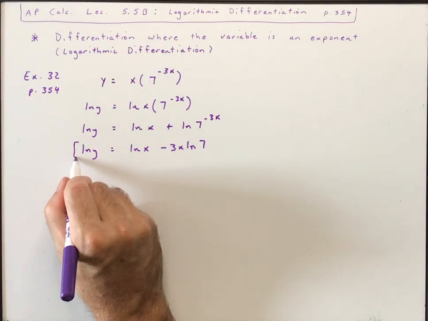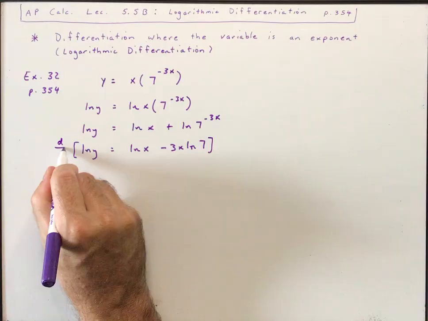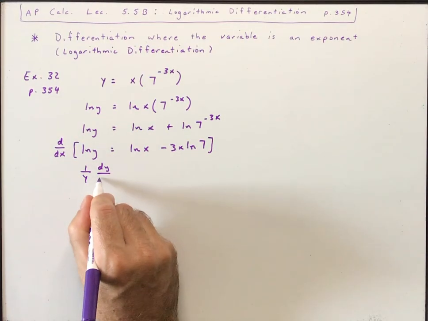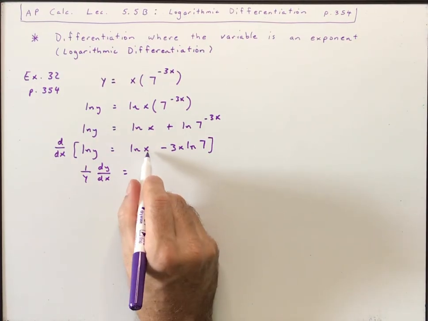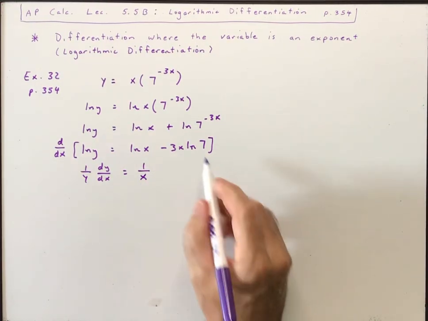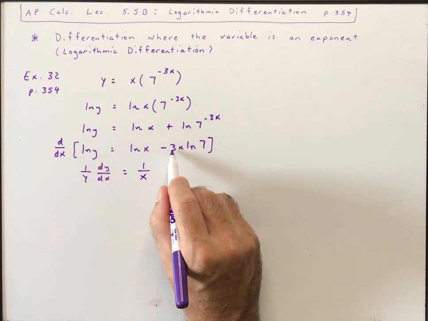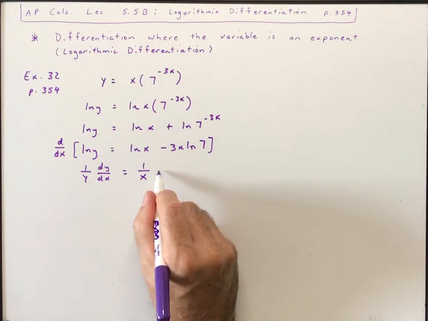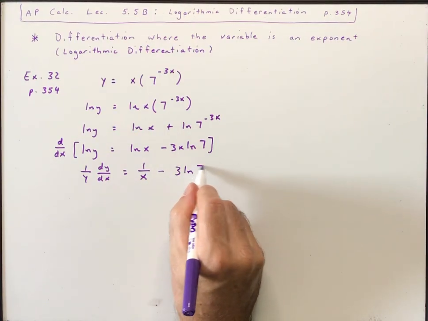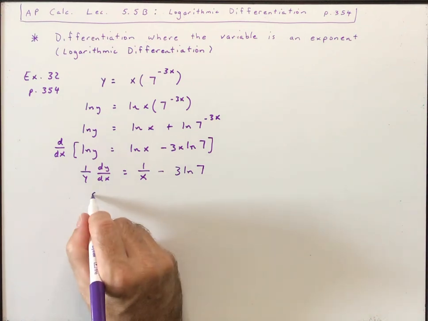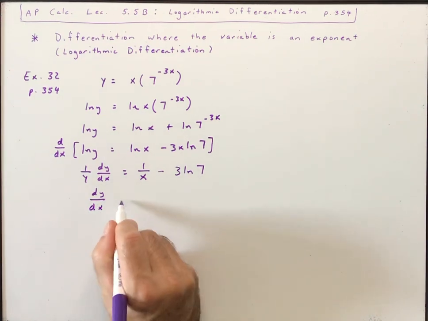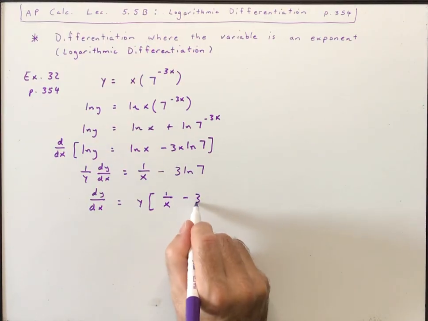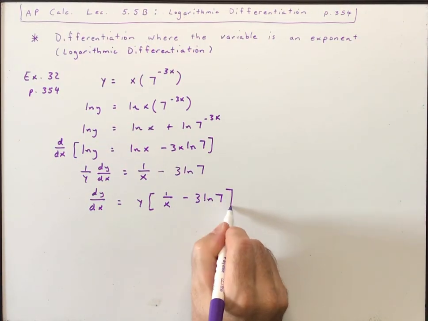Okay, and finally, we can take the derivative with respect to x. So that's going to be 1 over y dy dx. See how it's like that every time? Derivative of the natural log of x is 1 over x. And just like in the last one, you have a 3 and a natural log 7. Those are just constants, so the x will drop out since it's to the first power. So minus 3 natural log 7. Multiply both sides by y. You'll have dy dx is equal to y times 1 over x minus 3 natural log 7.